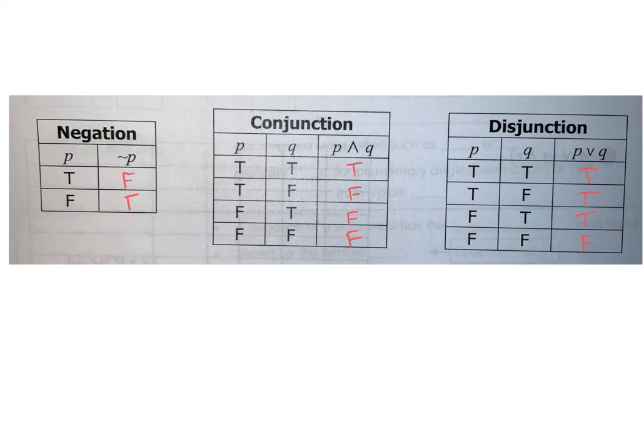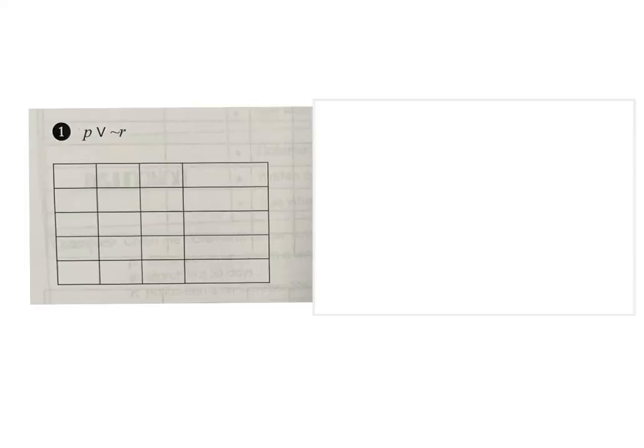So we're going to do some that are a little bit bigger. All right, let's look at the first one together, number one on your handout. P or not R. What we're going to do is set up all of my combinations. I'm going to do a column for P, a column for R, then a column for not R, and then the one that I'm actually trying to answer. We're going to look at what happens with not R, then compare our P column to our not R column.